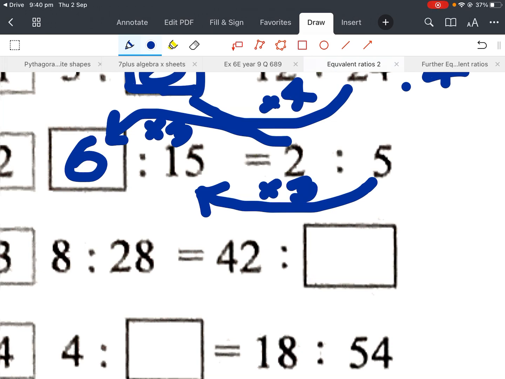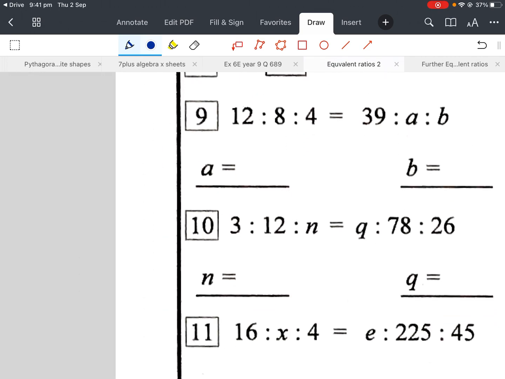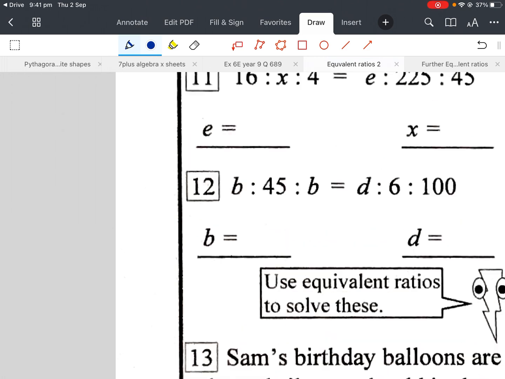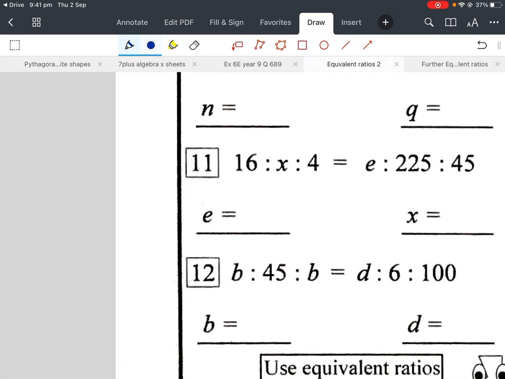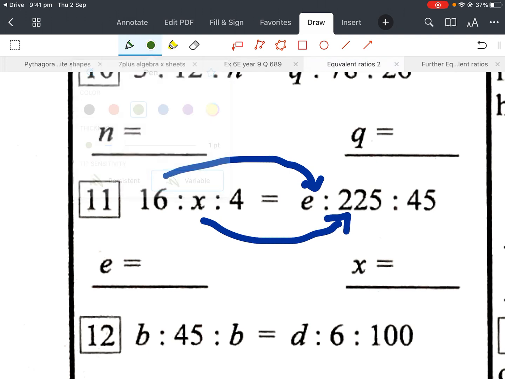There are some harder ones and just some more practice of what you did yesterday if you haven't already done yesterday's sheet. I'll do a couple of these just in case you're not sure. So question number 11, 16 matches up with the E. X matches up with the 225, and I use a different color because there's so many. And the 4 matches up with the 45.